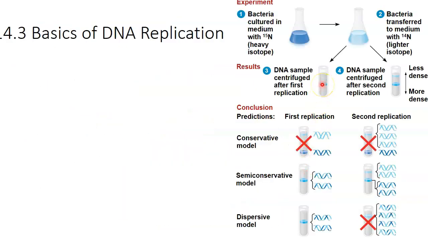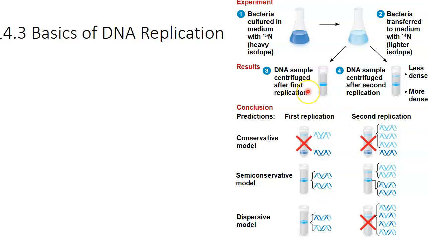We didn't get that. Okay, we didn't get this. We got that. And so we can cross this off. The dispersive model, however, holds true so far. In the dispersive model, the two daughter DNA would be made up of both heavy and light, both new and old, both original and new. And so we would end up with a band in the middle. So right there, we don't have evidence yet to get rid of the dispersive model.